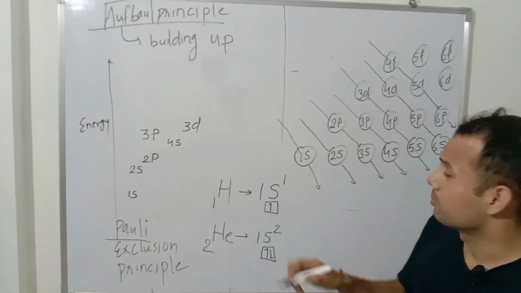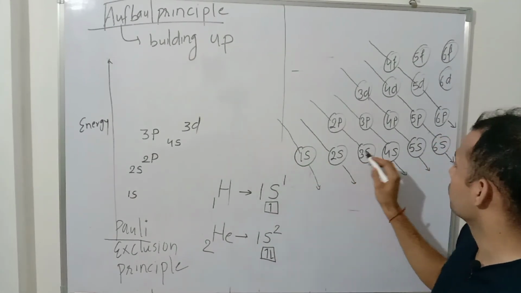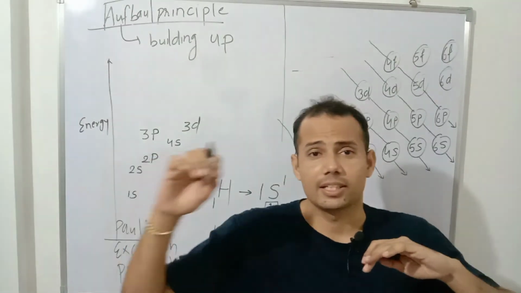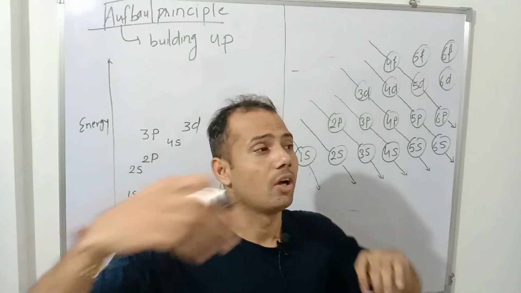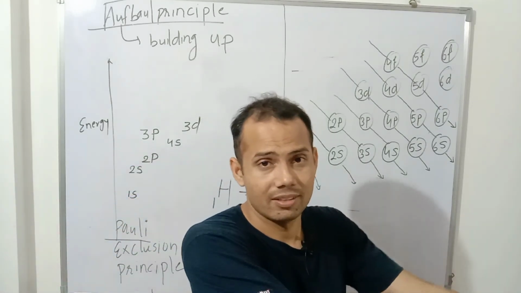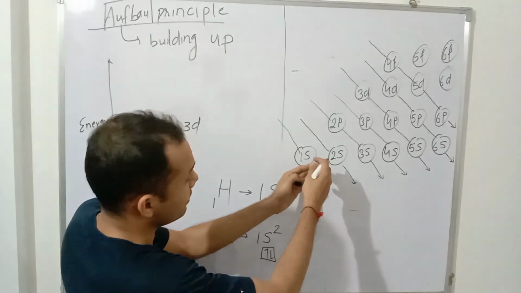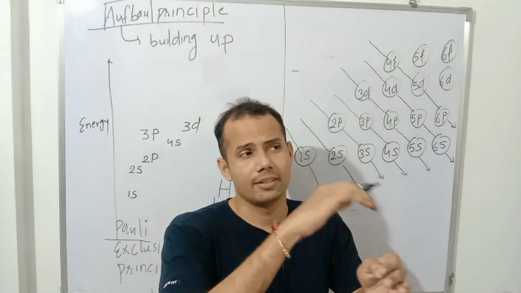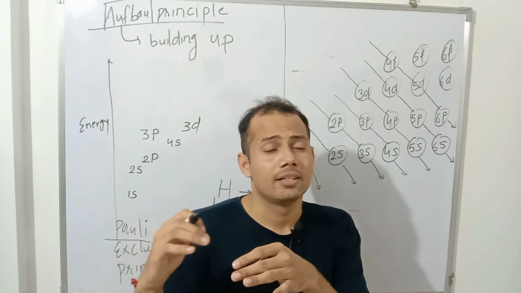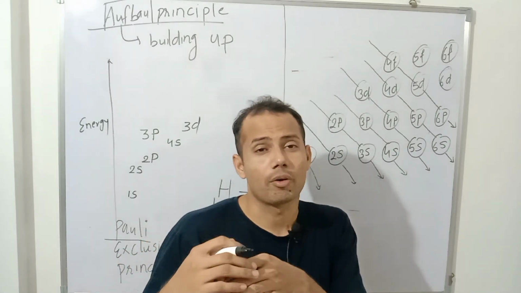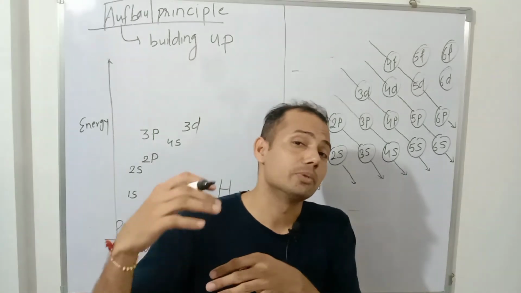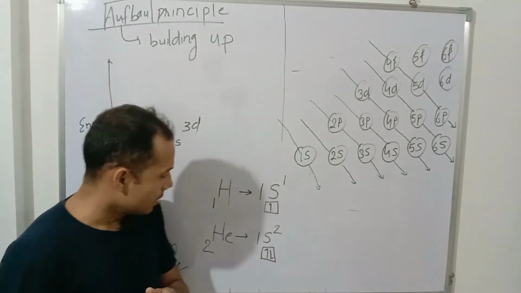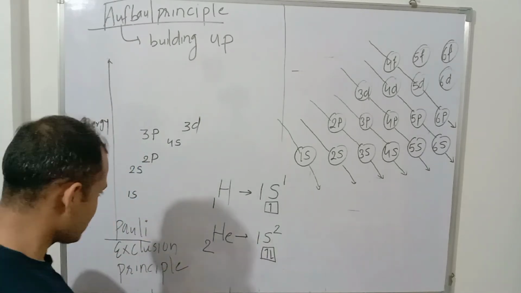For example, the numbers 1, 2, 3, 4, 5, 6, whatever numbers are there, are called the principal quantum number, or your main energy level. And then these letters, s, p, d, f, we call the sublevel, atomic orbital, or azimuthal quantum number.